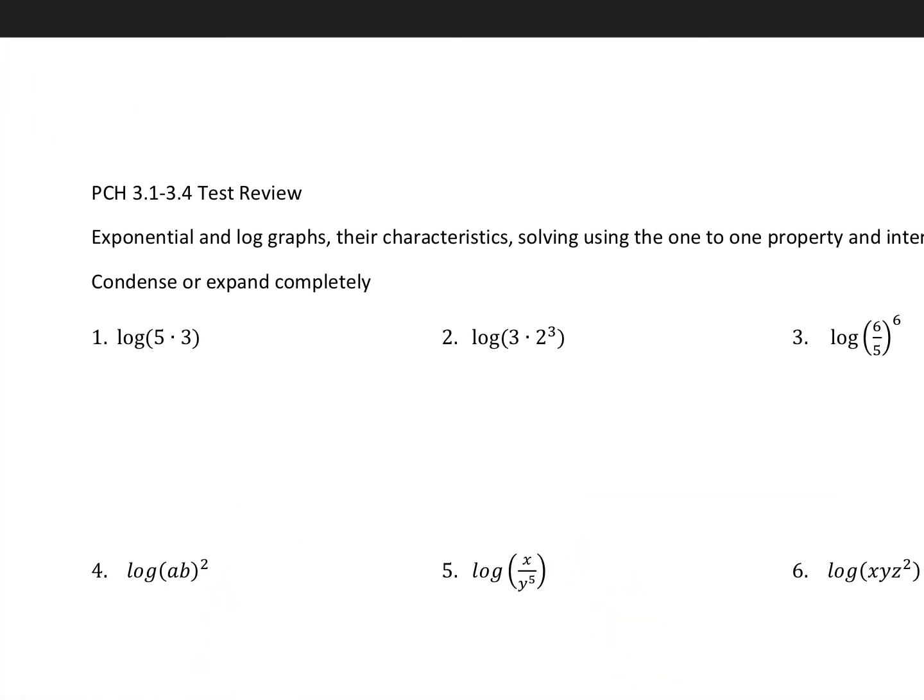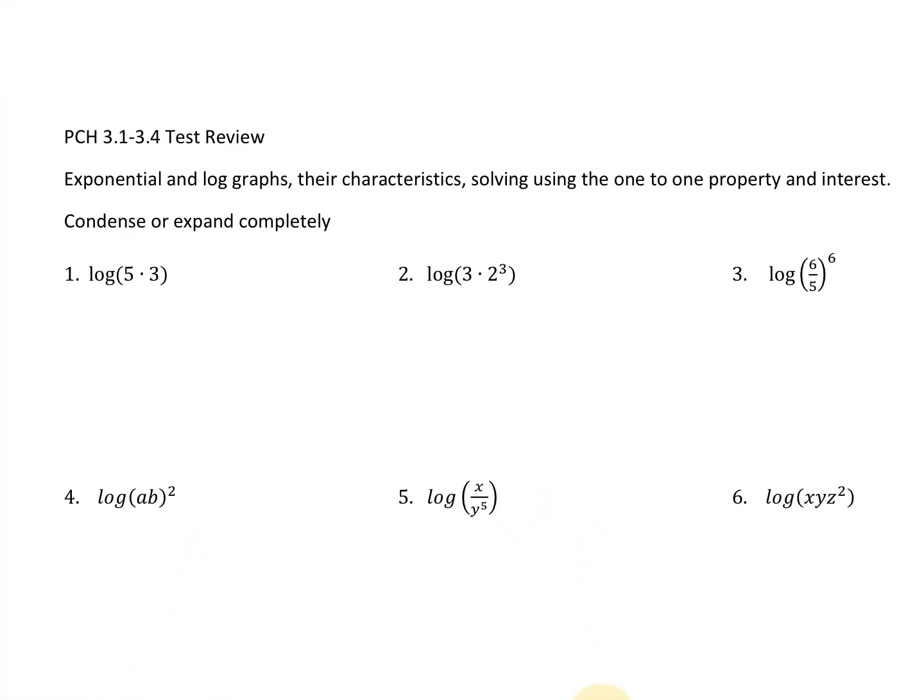All right, so our test tomorrow is on 3.1 through 3.4. The top of the review says you also have to know exponential and log graphs, just like the quiz, and their characteristics, solving using the one-to-one property. That was when we had like 2 to the power of x is equal to 2 to the power of 3, and you can cancel it out. So solving that way. And interest questions.